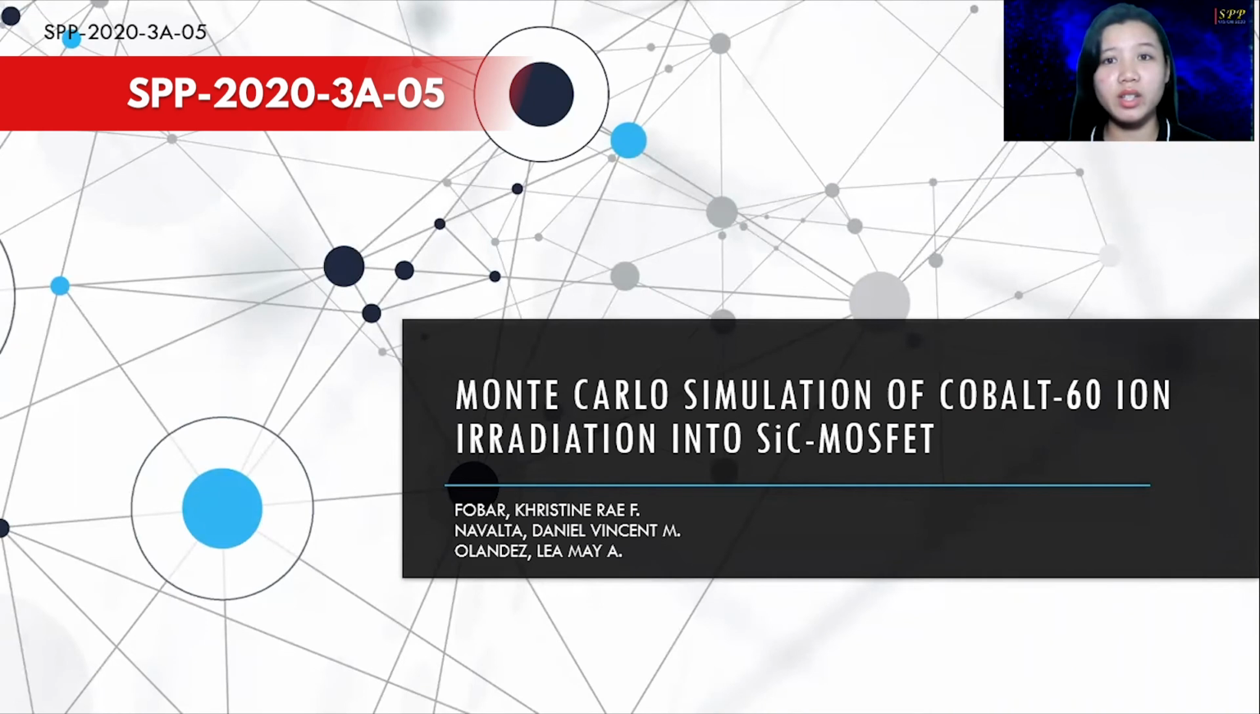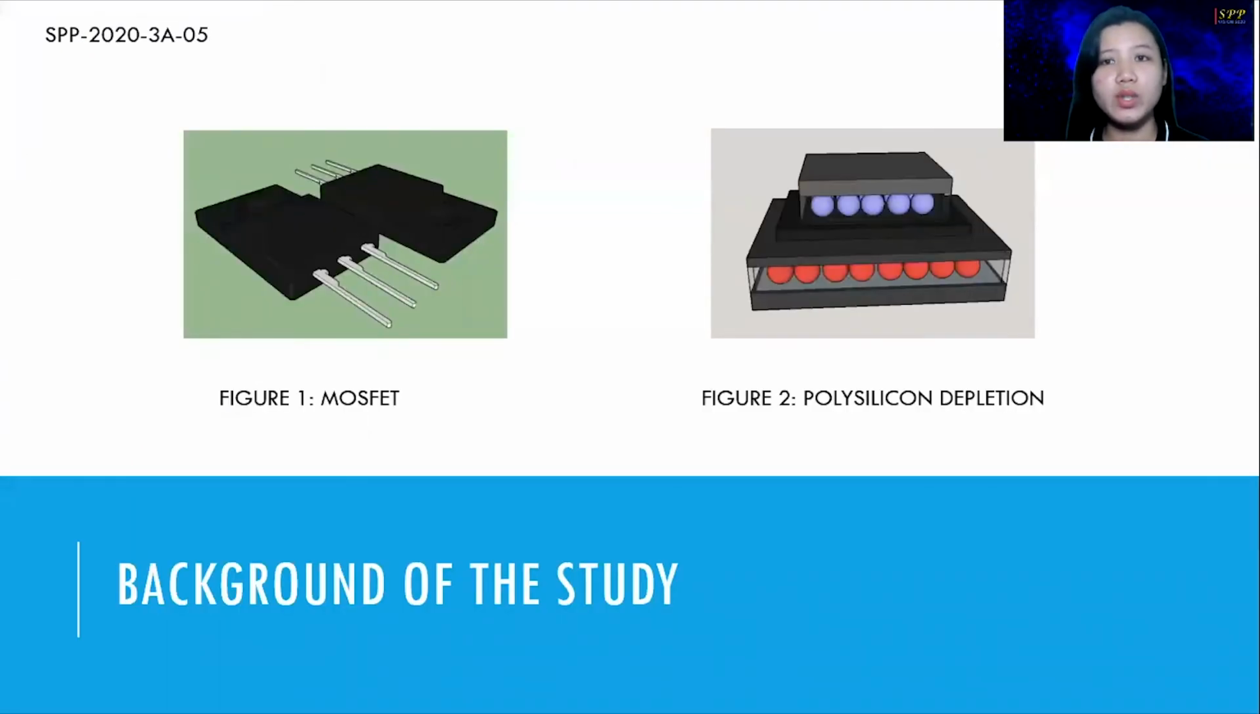Good day, everyone. Our case study is entitled Monte Carlo simulation of cobalt-60 ion irradiation into SiC-MOSFET. MOSFET is commonly used in amplification and switching of electronic signals of devices, and polysilicon is widely used as a gate in this transistor. It has been a replacement for aluminum that melts in high temperature. However, polysilicon is facing a depletion issue that may result in unwanted and unpredicted behavior along the circuitry.